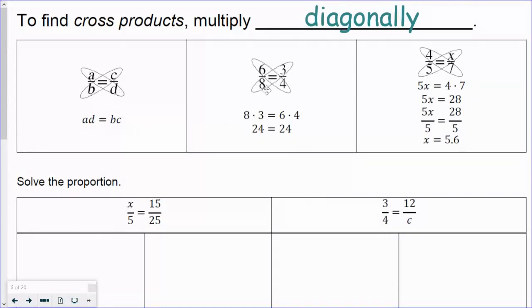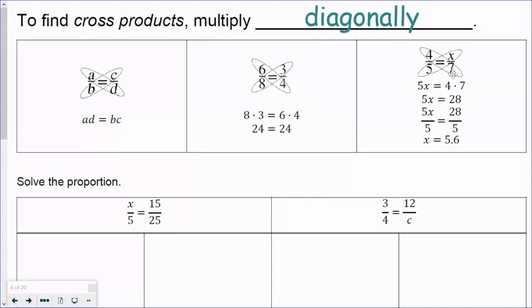So if you look at example 2 here, we know we need to take 8 times 3. My numerator, my denominator, not from the same fraction, from different diagonal forms. Then we have 6 and 4 that we are multiplying. These are all different numbers, but their products are the same. So these are equivalent. So 6/8 is equal, the same, equivalent to 3/4.